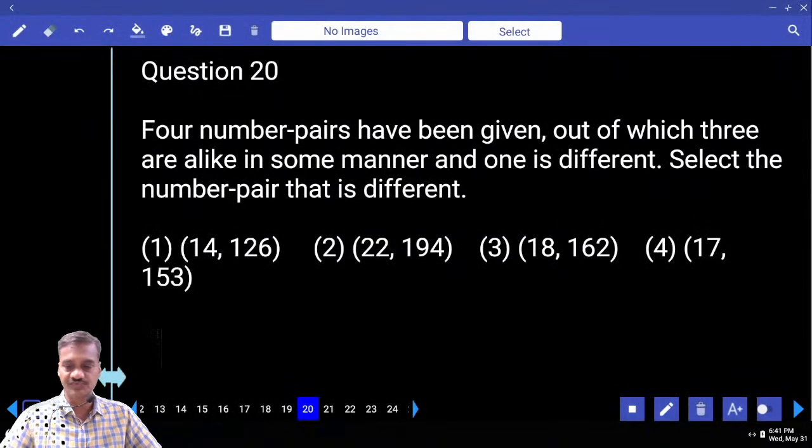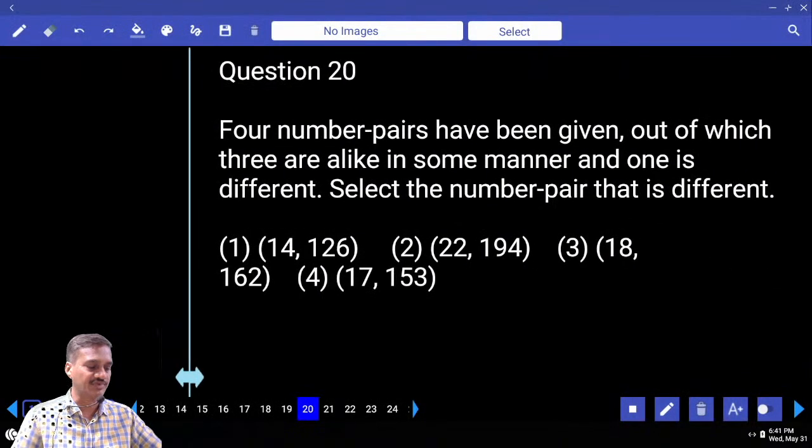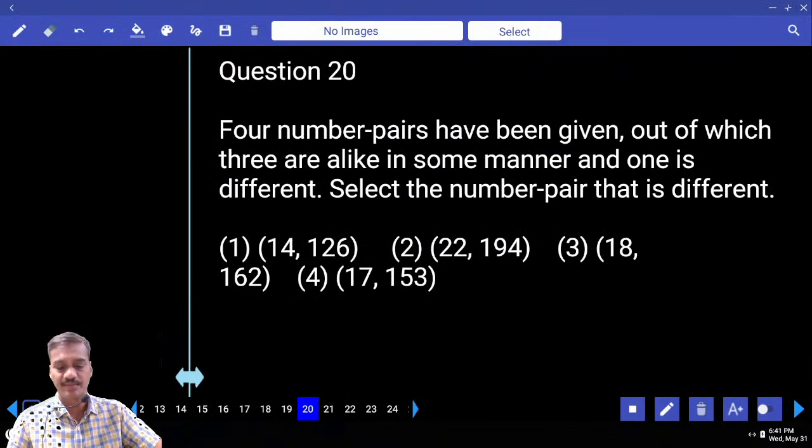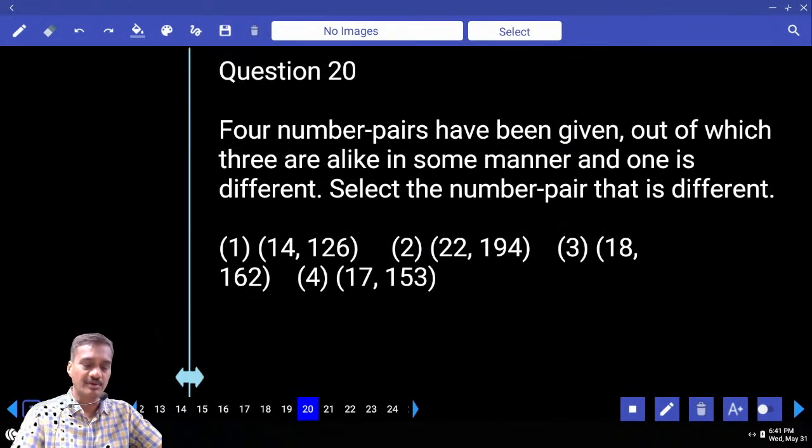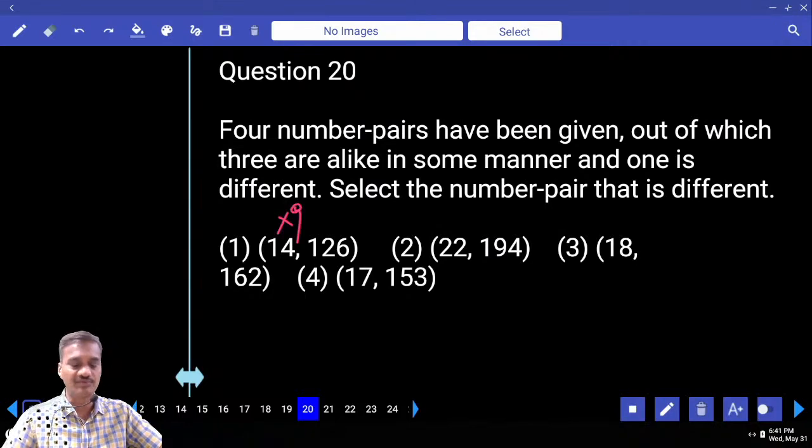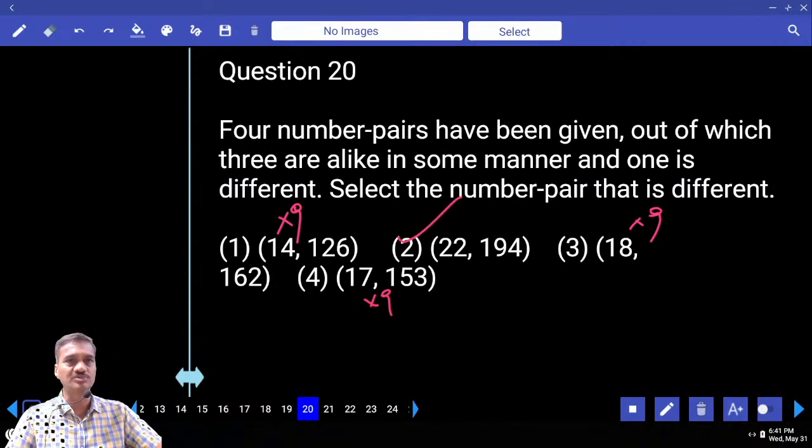Then out of these 4, select the one that is different. What is the answer? Second. Why is it second? Now 14 into 9. Here 22 and 194, tell me, it is multiplied with how much? Initially both are 22. Most of the 22 into 7, isn't it? And 8 is also ruled out. Now 18 into 9, 160. 17 into 9. Except choice 2, first number into 9 is the second number.